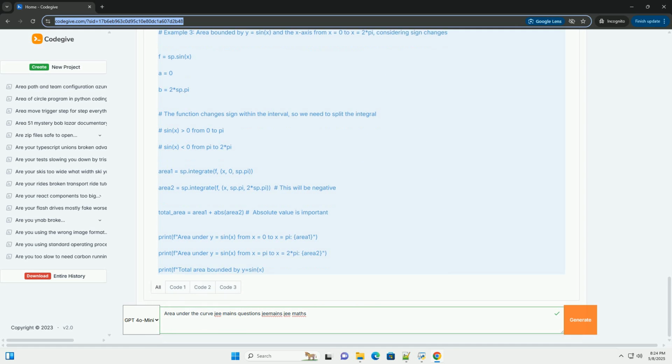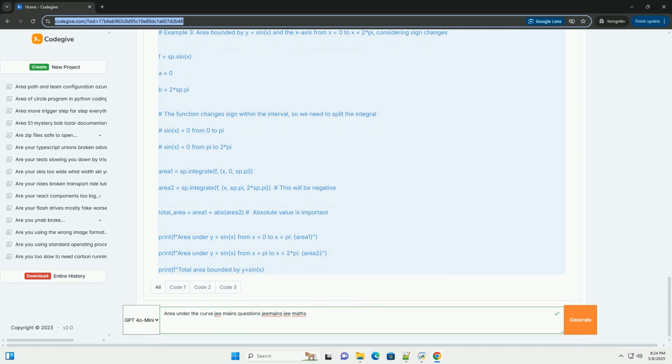2. x = sp.symbols('x') defines x as a symbolic variable. 3. f = x**2 defines the function f(x) = x^2. 4. sp.integrate(f, (x, a, b)) calculates the definite integral of f with respect to x from x = a to x = b. The (x, a, b) specifies the variable of integration and the limits.